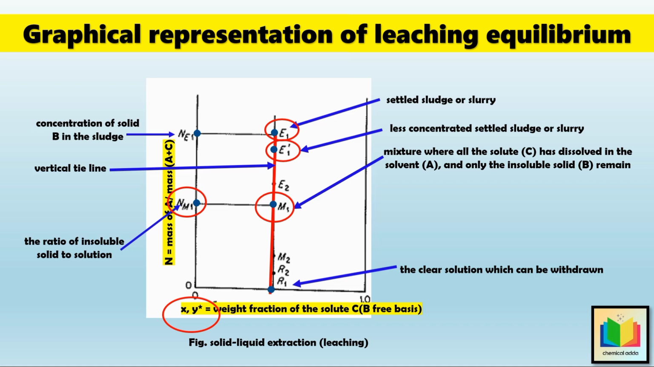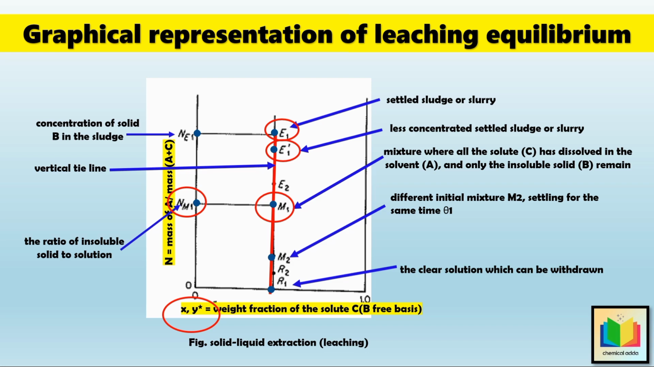We know that the final concentration of solid in sludge depends on how much solid was in the initial slurry. That's why a different initial mixture M2 settling for the same time θ1 may result in a different sludge composition E2.